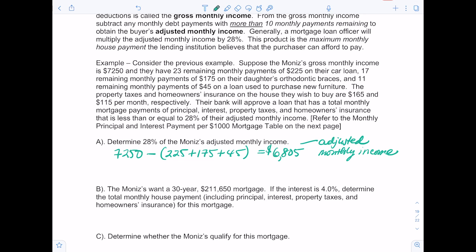Now we want to find 28% of that, and that's going to give us the maximum amount that the institution believes the purchaser can afford to pay. So 28% of 6,805. We know that that would just be 0.28 times 6,805, and we get 1905.40. So $1,905.40. That's the maximum monthly house payment that the lender thinks that the borrower can afford.